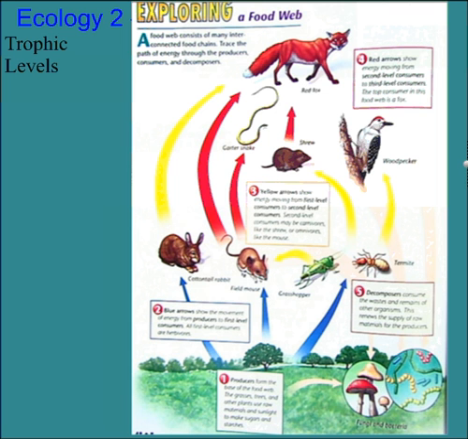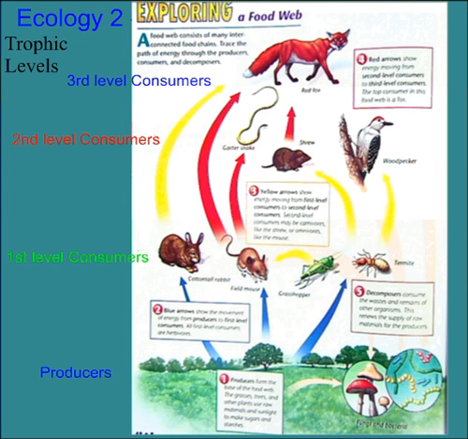Now, the different levels that get created here are called trophic levels. The first trophic level would be the producers down here at the bottom. Our first level consumers are the herbivores. These would be second level consumers up here, and the fox way at the top would be a third level consumer or tertiary consumer.